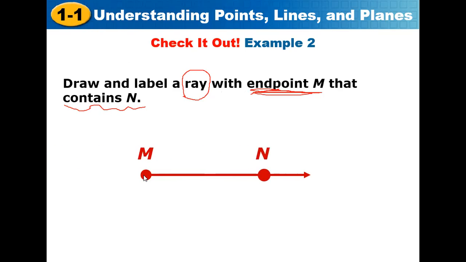So we have the starting point or endpoint M. It's a ray already, so you have to draw the arrow. And you have N. He said contains N. While you are moving, you are going to pass through the point N. Okay? When you have a question like this, you have to care about all the details in the question. He wants a ray, the endpoint is M, so you have to draw M, and then this is a ray, and contains N, which means you have to put N belonging to the ray.